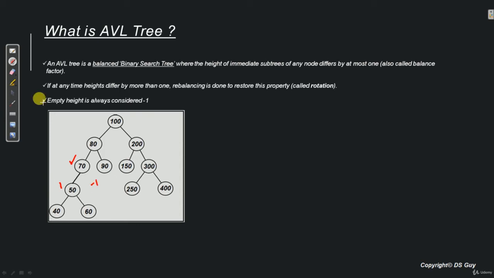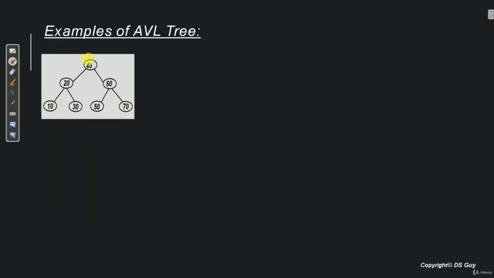Fine. So I hope you have understood what an AVL tree is and what its properties are. Now let's see some examples of trees and try to guess if each is an AVL tree or not. Now here we have a binary search tree. Let's see, is it an AVL tree? So the height of the left subtree is 1, the height of the right subtree is 1, and the difference between them is 1 minus 1, 0. So we are good.